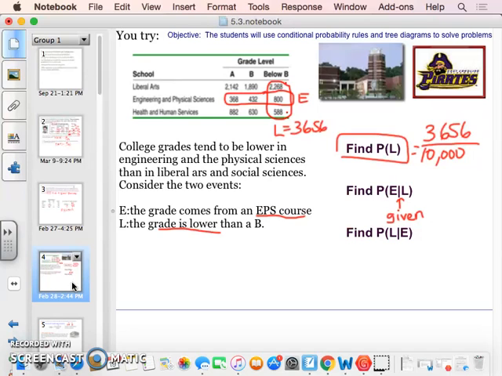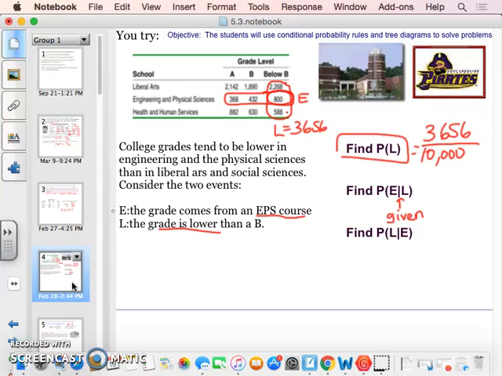Now let's look at some conditional probabilities. We want to find the probability of E given L. So we want to know how many students are both in engineering and have grades lower than a B.